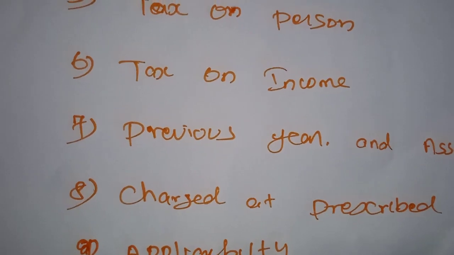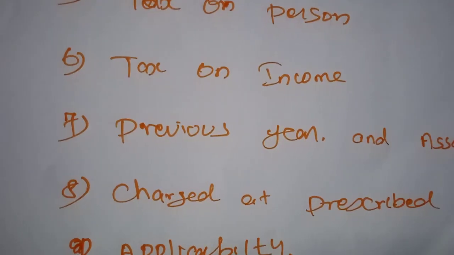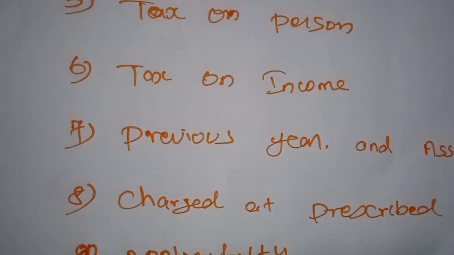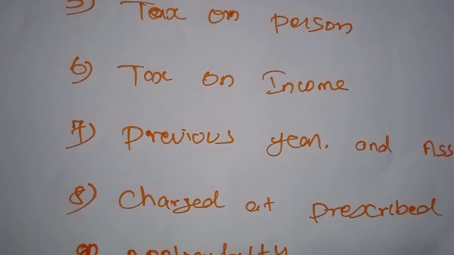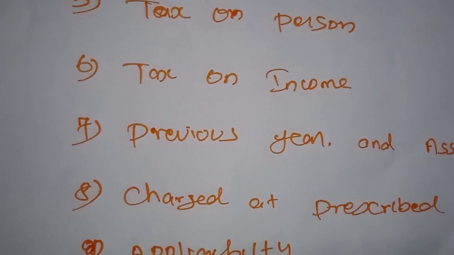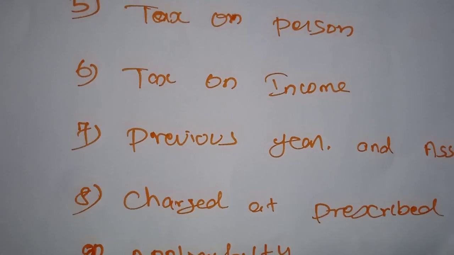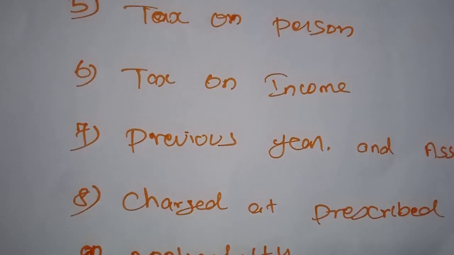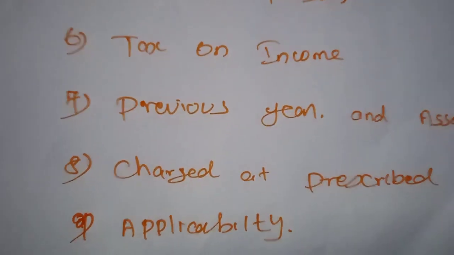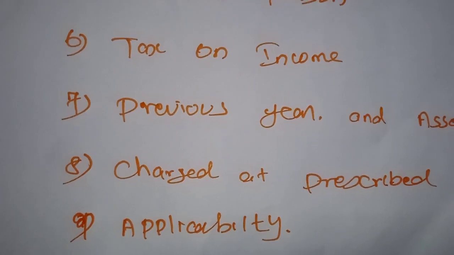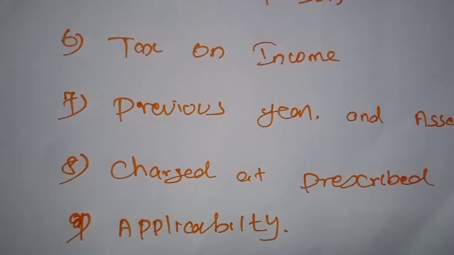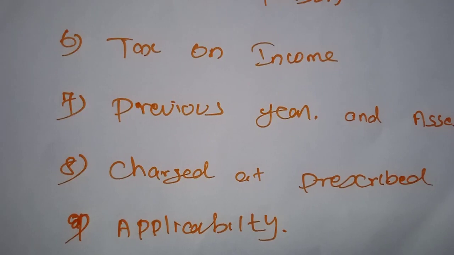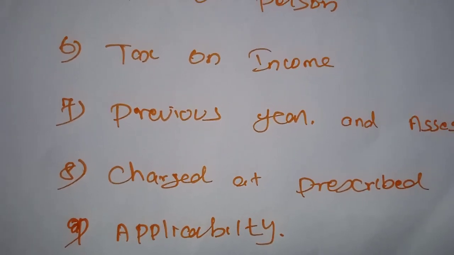Next, administered by the central government. So income tax is administered by the central government with the help of the income tax department with branches throughout the country. Next, applicability. So income tax is applicable throughout India, including the state of Jammu and Kashmir.